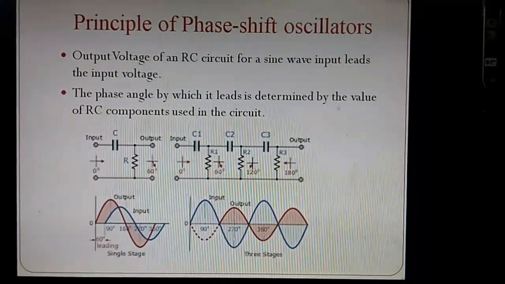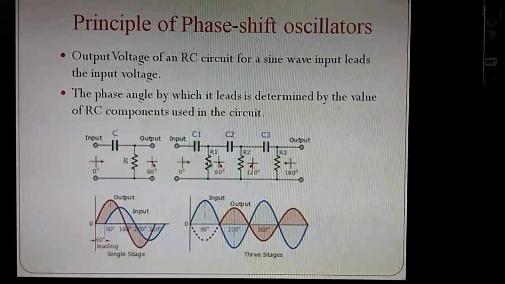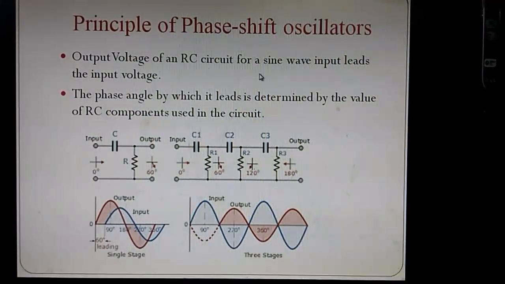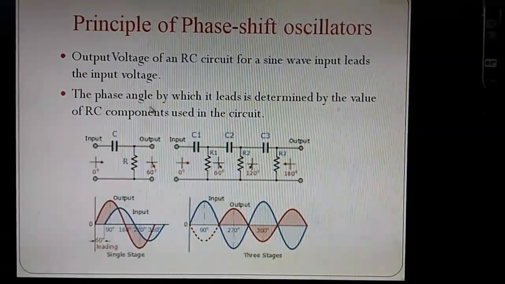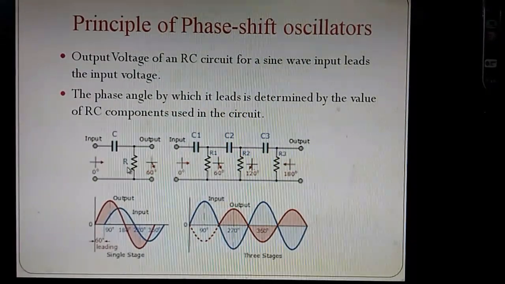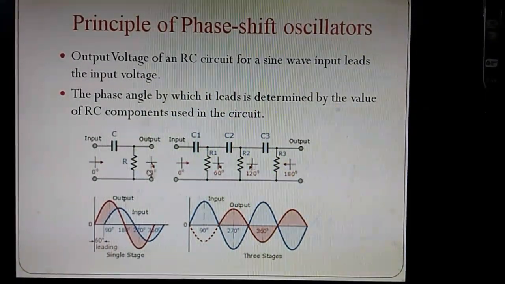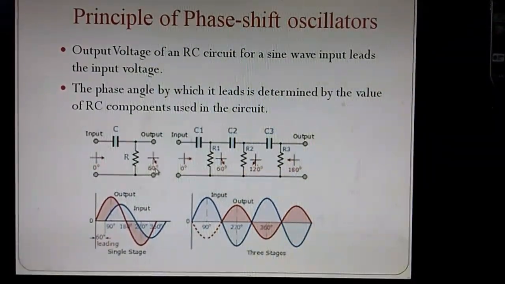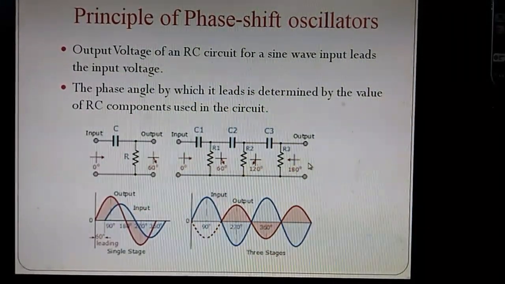Similarly, we will put three stages of the circuits in series as shown in figure 2. The C1 R1, C2 R2 and C3 R3 are shown in that diagram. The output voltage of the RC circuit for a sine wave input leads the input voltage, by 60 degree. The phase angle by which it leads is determined by the values of the RC components. We have to choose the values of C and R such that it leads by 60 degree. Then the total phase shift from input to the output becomes 180 degree.